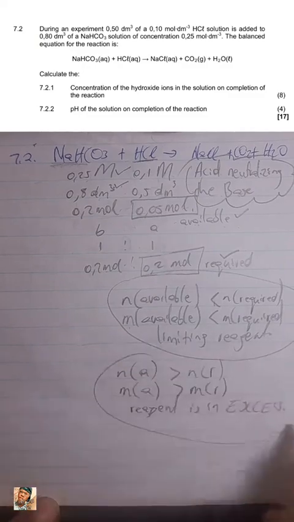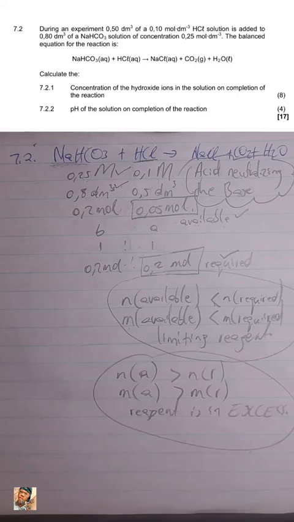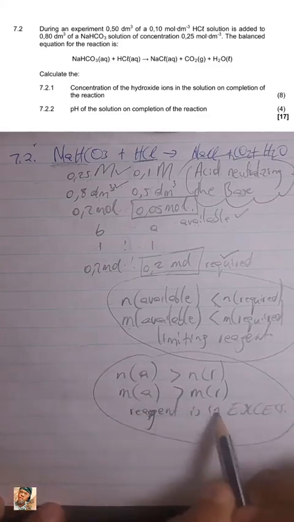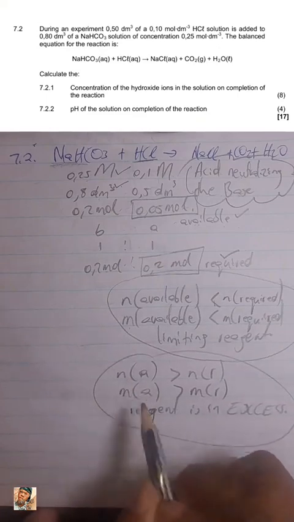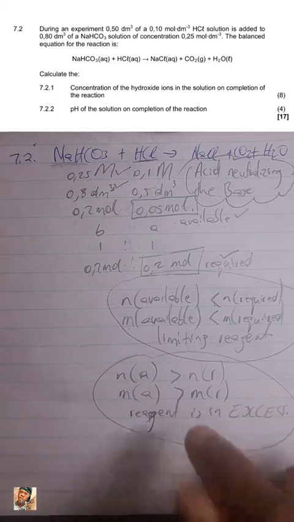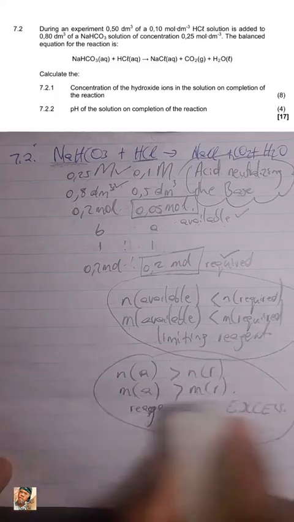Okay, so you're also going to need this information. Please add this into your notes. Okay, so this is a G, by the way. I'm so sorry about that. So the reagent is in excess if its number of moles or the mass available is greater than what is required. So I'm going to erase this. Hopefully you have actually added it into your notes.